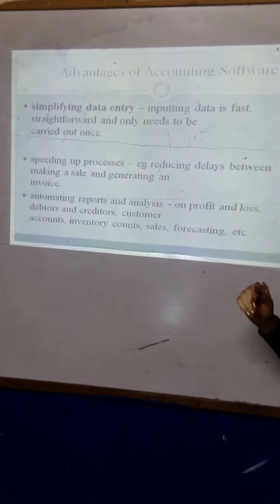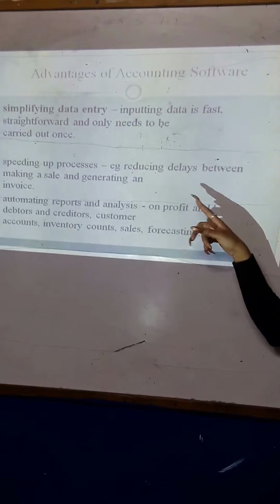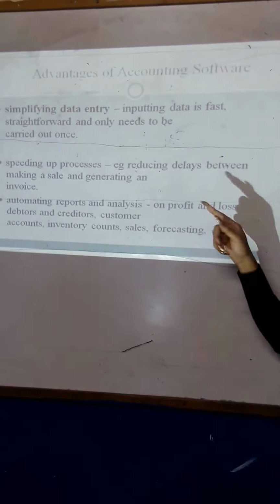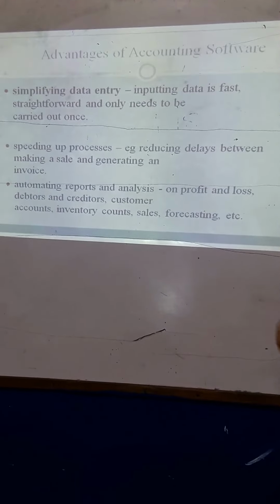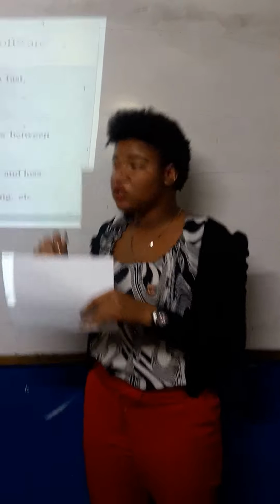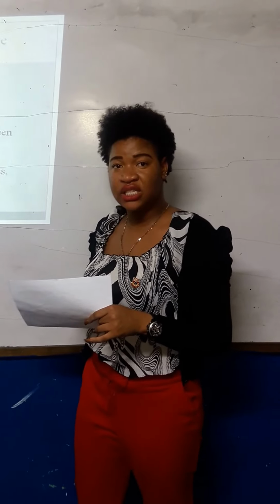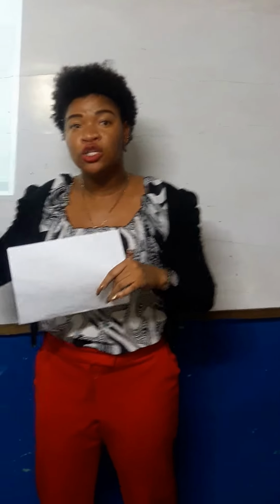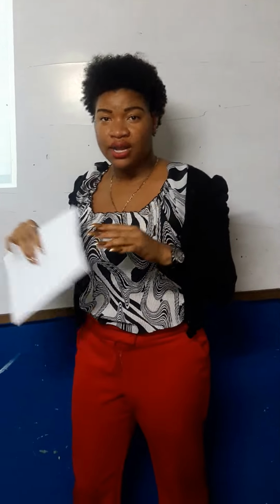The second is speed of processes. Example, reducing delays between making a sale and generating an invoice. So it's speedy uploads. A customer comes to make a payment, you simply go onto your system and generate a receipt for your customer and also have that receipt to record later when you're doing your auditing.